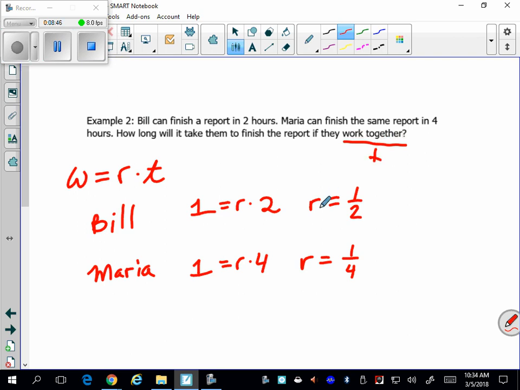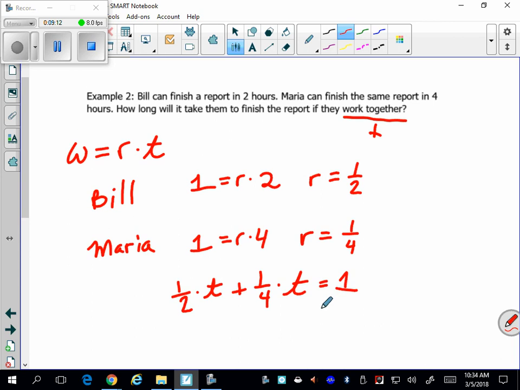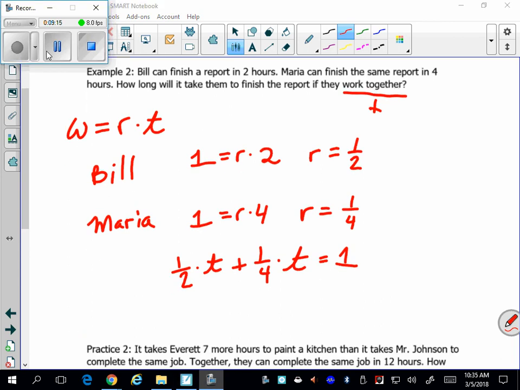So we have Bill's rate is 1/2 times, we don't know the time it's going to take them to work together, plus Maria's rate of 1/4. We don't know the time it's going to take her, but it's going to equal 1 report. We got to figure out how long it takes them to do 1 report. So this is our quick little formula set up, and let's solve it. So we have 1/2 times t, so that's t over 2, plus 1/4 times t is t over 4, equals 1.